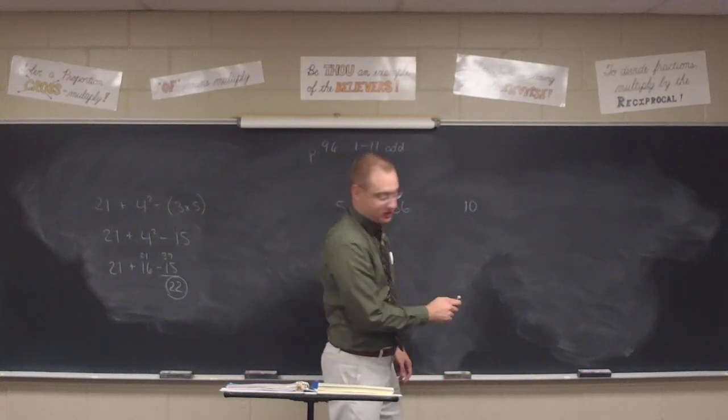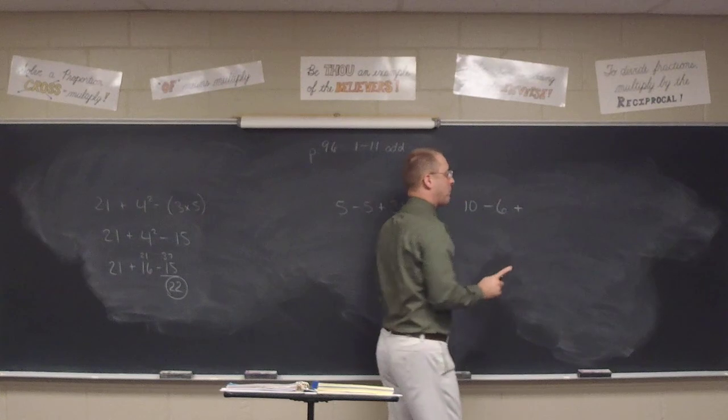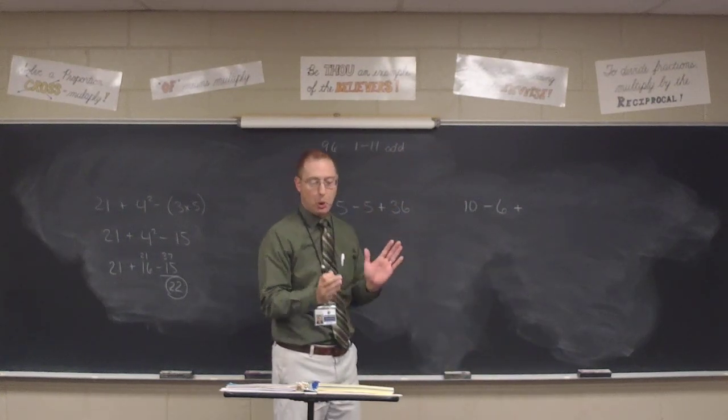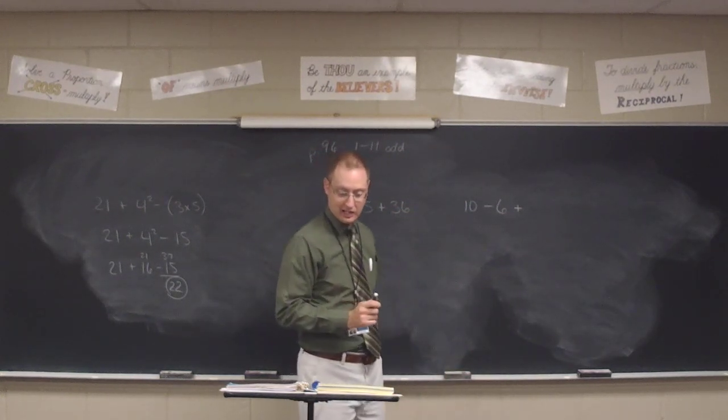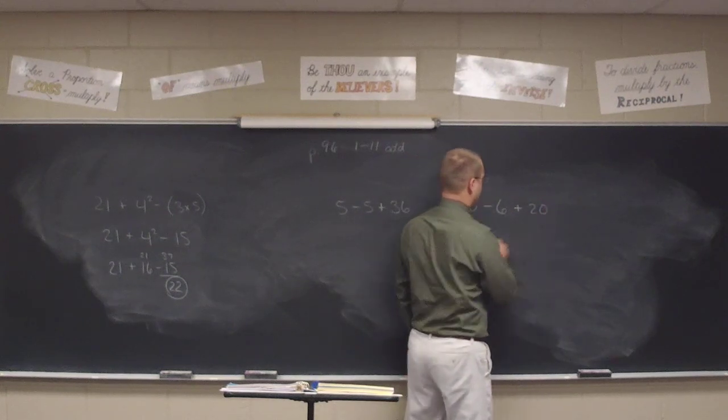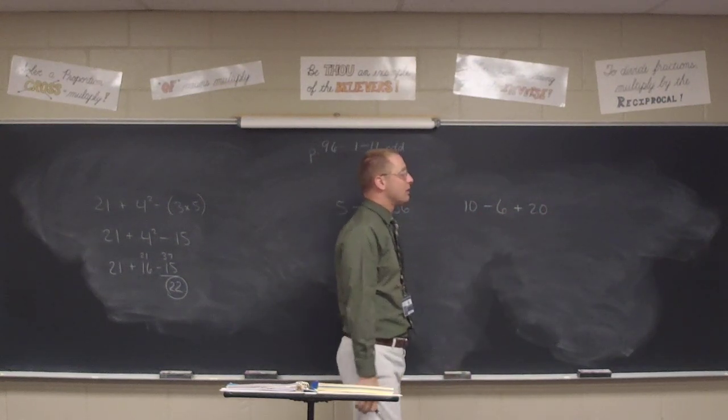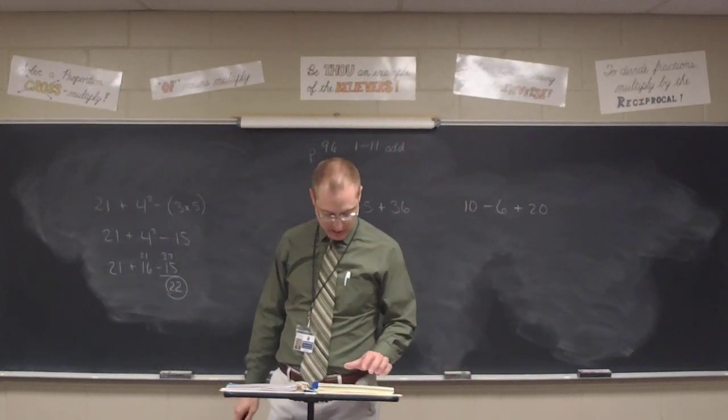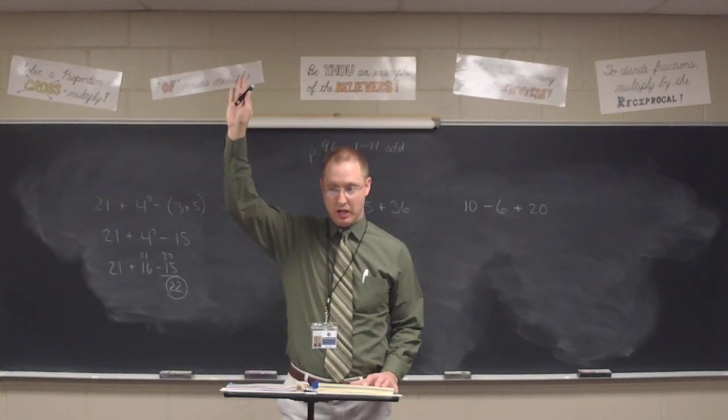Then we've got a minus 6. We've got a plus, but we can't do the plus 2. We have to multiply the 2 times 10 to get, class, 20 before we can do any addition. Let me just go in order. 10 minus 6 plus 20. 24. How many went 6 for 6 on the 1 through 11 odd?